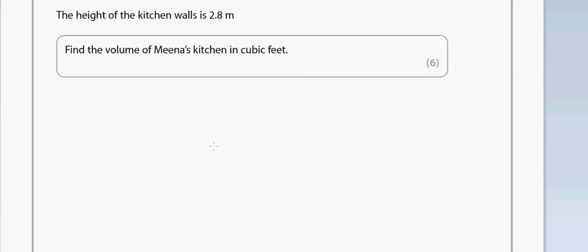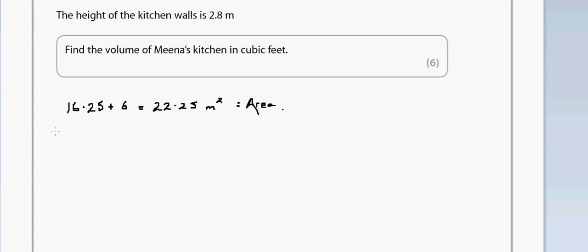Okay, so we have 16.25 plus 6 gives us 22.25, and that's meters squared. Okay, so this is the area.